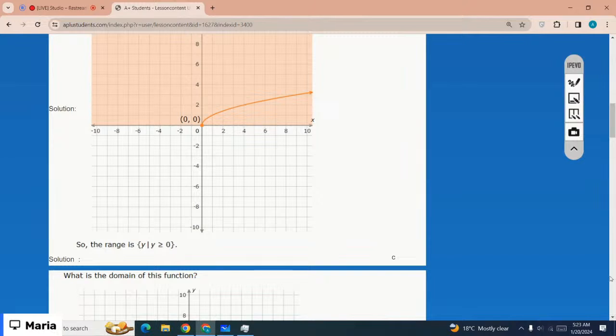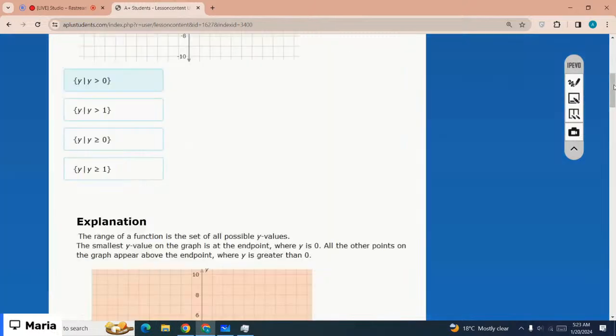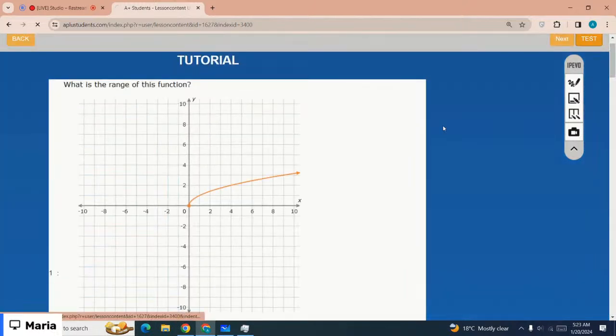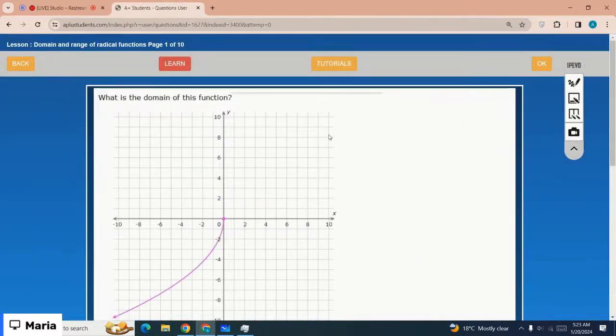Let's just start with the practice questions. What is the domain of the function? Domain is all the x values, right? The range is the y values and domain is all the x values.